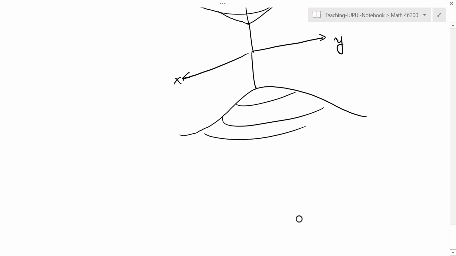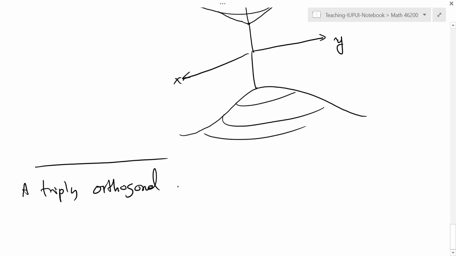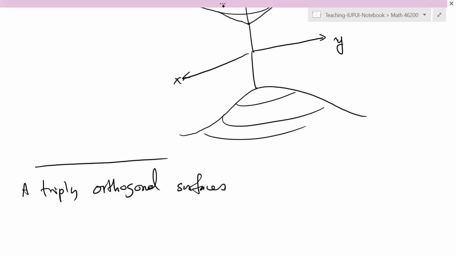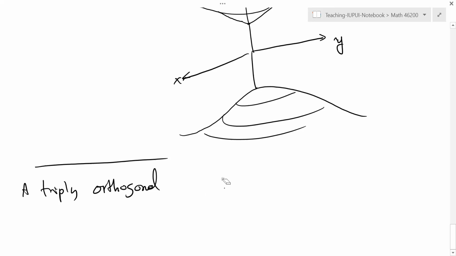All right, now I'm going to study the so-called orthogonal system of surfaces. It's three surfaces, a system of surfaces. Before I talk about that, I have to talk about how to say two surfaces are perpendicular.